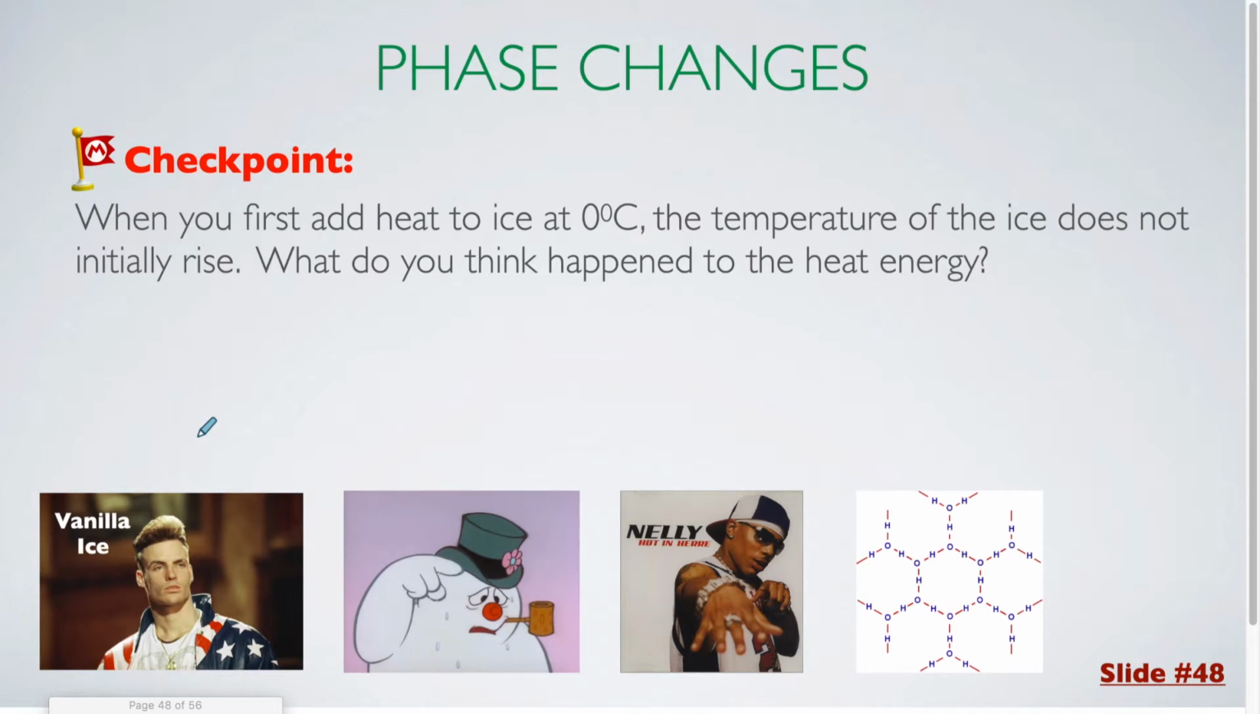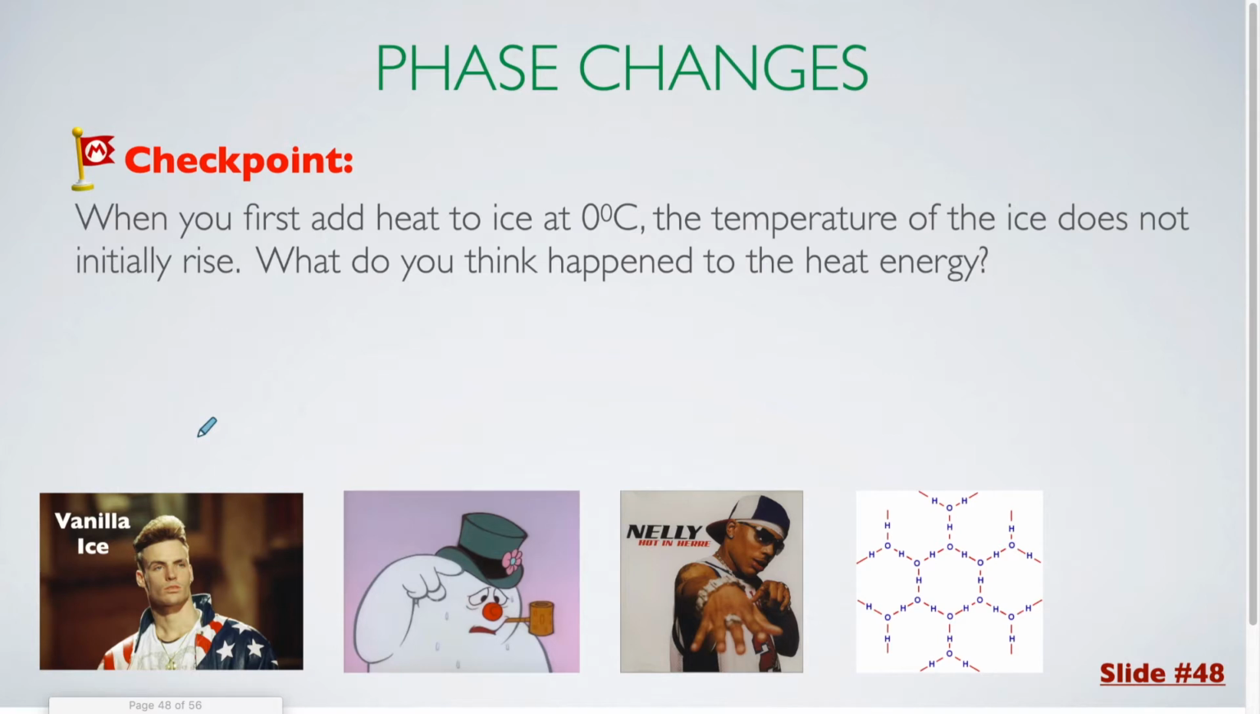When you first add heat to ice at 0 degrees Celsius, the temperature of the ice does not initially rise. What do you think happened to the heat energy? Now, when we're adding the heat to the ice, the energy is actually being used for some other process besides making the temperature increase. So you have to think to yourself, well, what is actually happening to the ice?